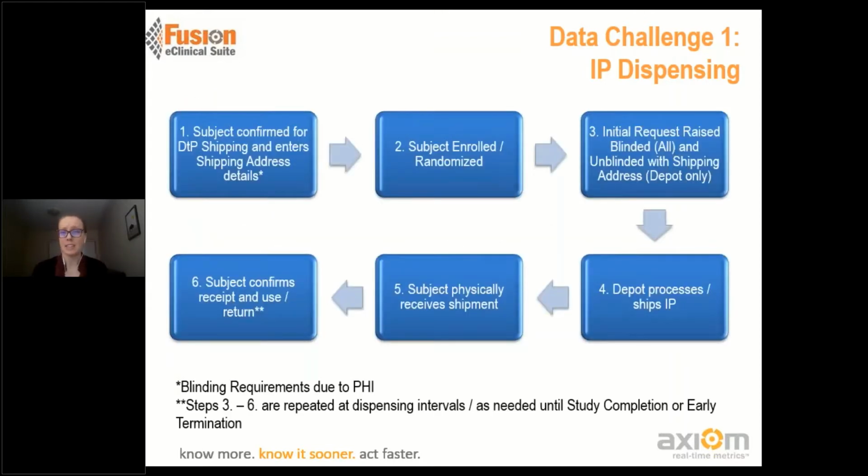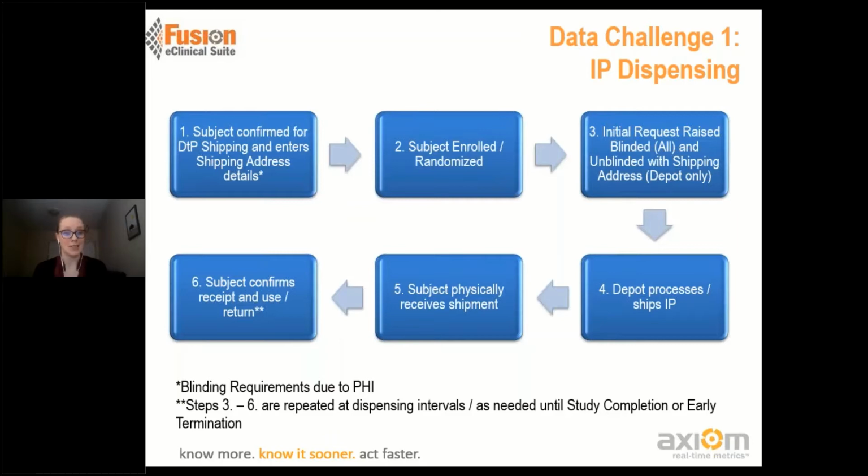So what does that look like? What does that workflow look like? And what are some key considerations when looking at direct to patient? So of course, at the beginning, one of those initial steps is the subject confirming that they're okay with receiving the drug at home, and we need to capture their shipping address details.